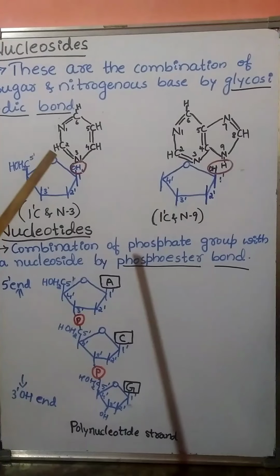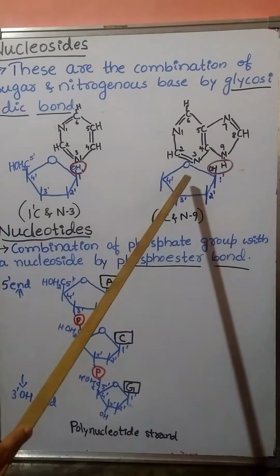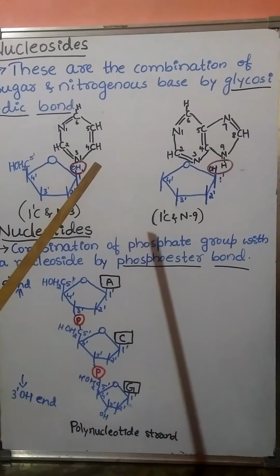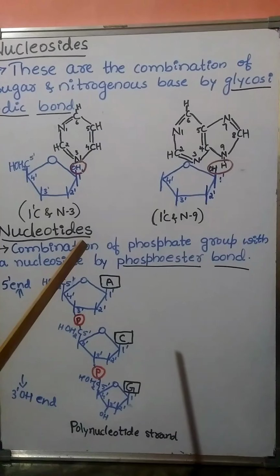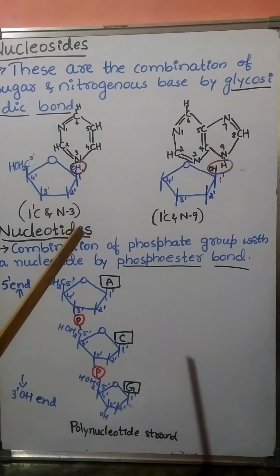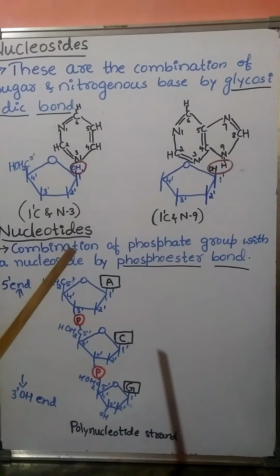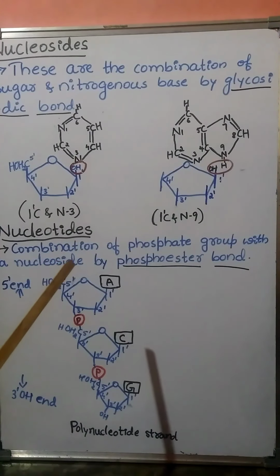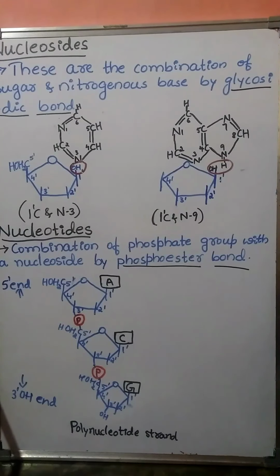Hence, the nucleosides of DNA are deoxyadenosine, deoxyguanosine, deoxythymidine and deoxycytidine. Whereas the nucleosides of RNA are adenosine, guanosine, cytidine and uridine. In case of RNA, the pentose sugar ribose is present. In DNA, deoxyribose sugar is present. In RNA, ribose sugar is present.